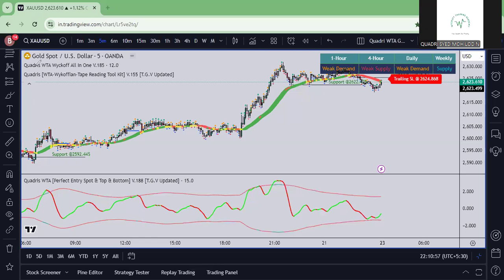This is the buy setup video, the trade setup one video, wherein I'll be discussing how to initiate trades based on the 188 version, the 185 version, and the 155 version. So today we are going to talk about trade setup one.